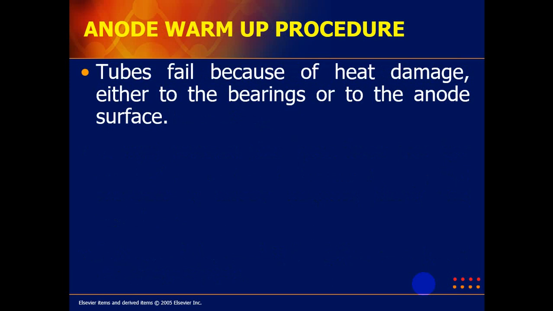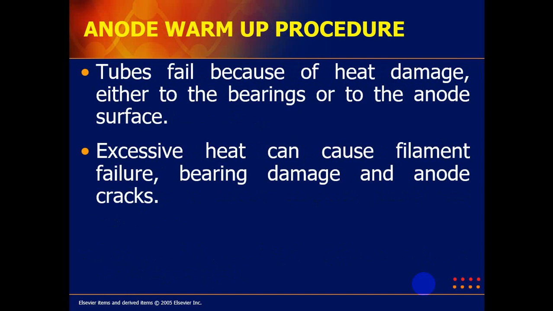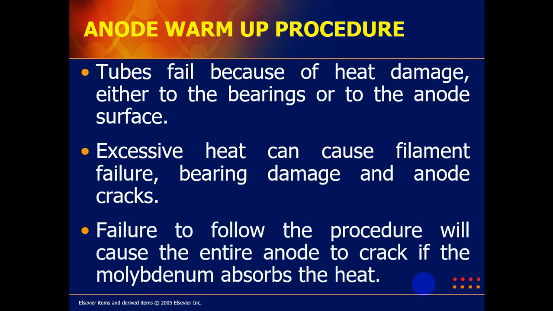A tube fails because of heat damage either to the bearings or to the anode surface. Excessive heat can cause filament failure, bearing damage, and anode cracks. Failure to follow the procedure will cause the entire anode to crack if the molybdenum absorbs the heat.